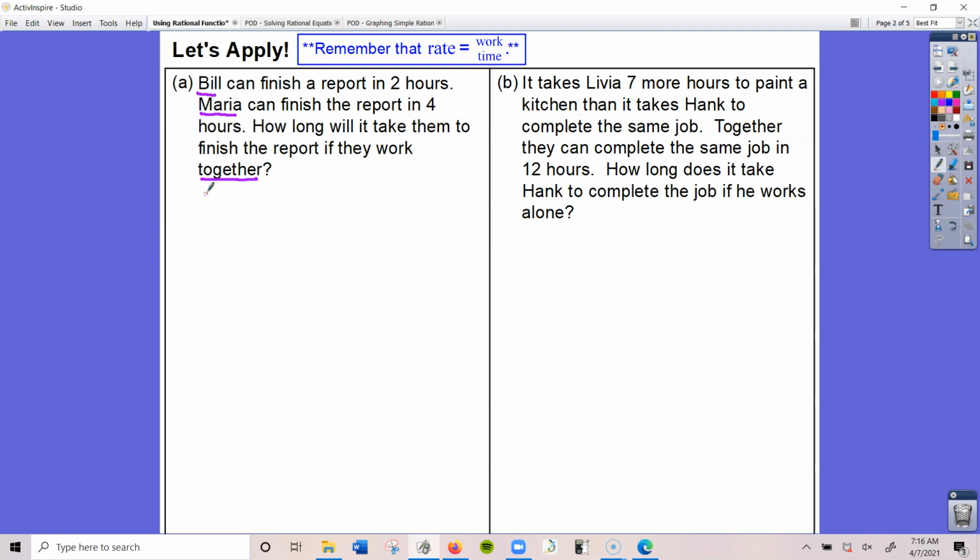So Bill finishes the report, that's his work, one report in 2 hours, plus Maria, who finishes that same report, so one report, in 4 hours. And if we want to know how long it would take them to do this together, that would equal 1 over the new time, x. So now we need the LCD.